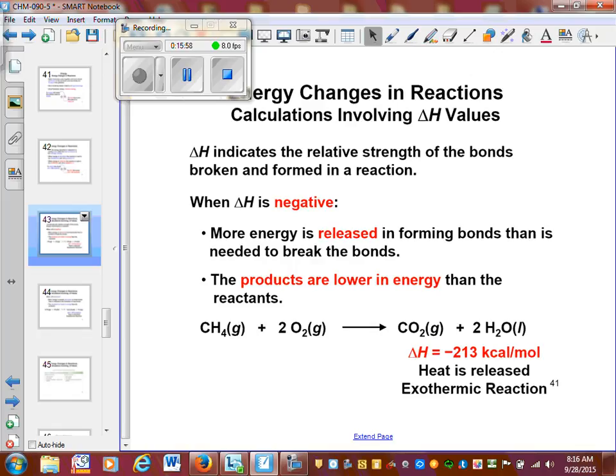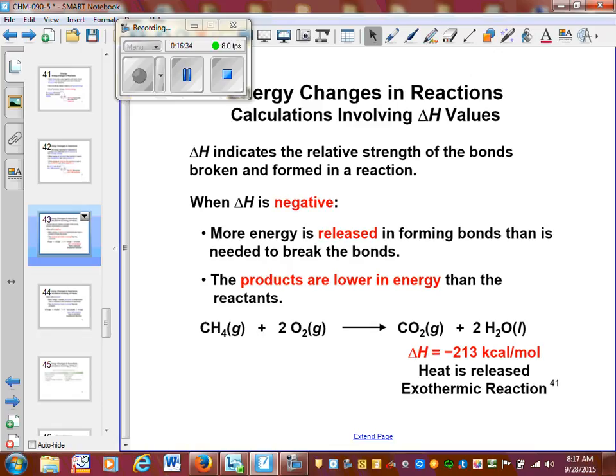So if you look at the total delta H of a reaction, depending on if it comes out negative or positive, delta H indicates the relative strengths of the bond. When delta H is negative, more energy is released in forming the bonds than needed to break the bonds. Remember I said in chemical reactions, you're breaking bonds in the reactants, and you're forming bonds in the product. So if the energy released in forming the bonds is greater than the energy needed to break the bonds, you have energy left over, and that's released, so that's exothermic.